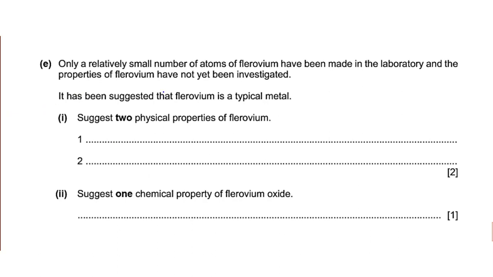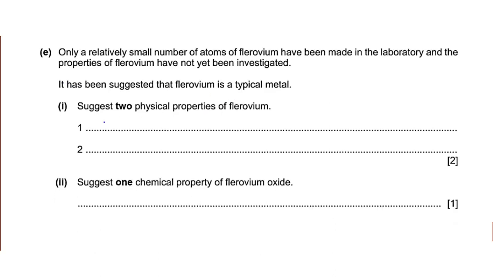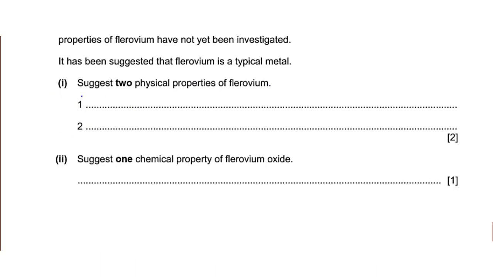Next one, here point E. Only a relatively small number of atoms of flerovium have been made in the laboratory, and the properties of flerovium have not yet been investigated. It has been suggested that flerovium is a typical metal. Here the question: suggest two physical properties of flerovium. Here it said that flerovium is a typical metal, and we need two physical properties. Actually, the question asks about two physical properties of typical metals. So you have a lot of properties, you can choose any two.